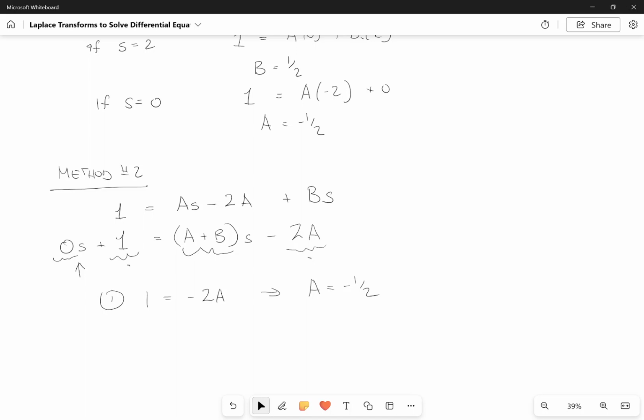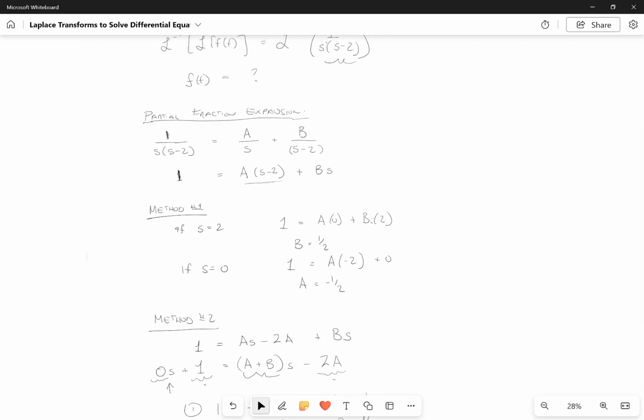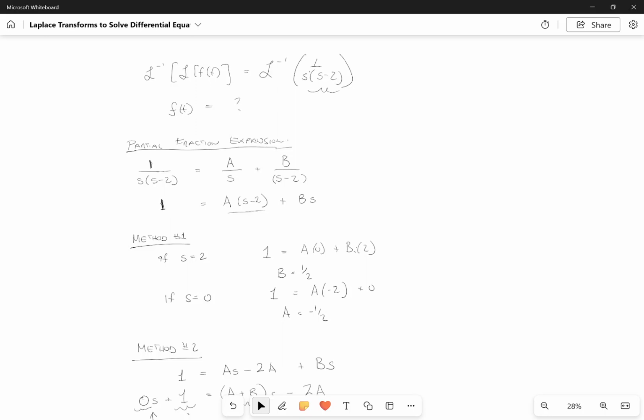And then what's the next one? The powers of s. So s to the 1. We have 0 equals A plus B. And what that means, if A is negative 1/2, is that B is positive 1/2. So both of the techniques are going to give you A and B. Okay, so now let's go in and substitute.